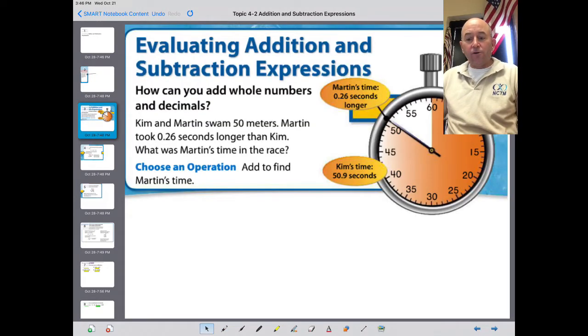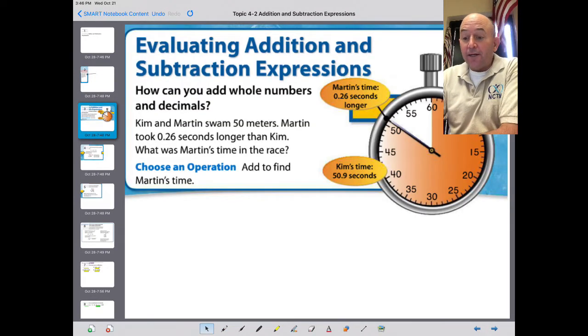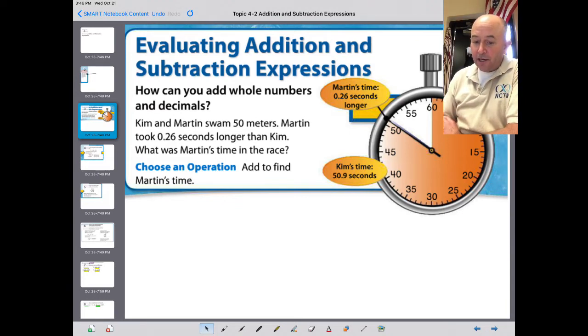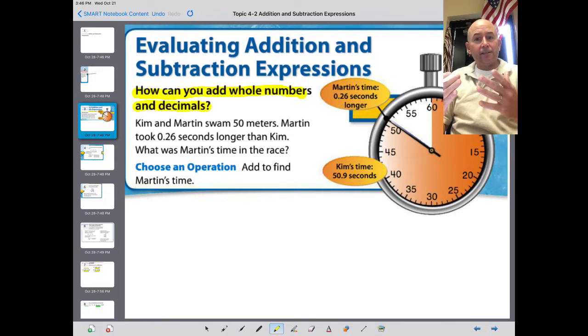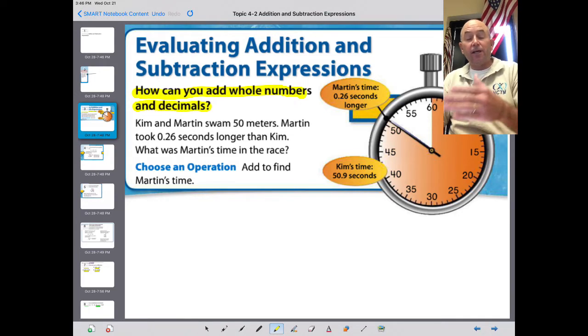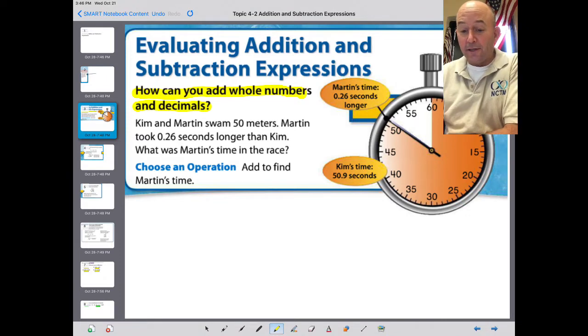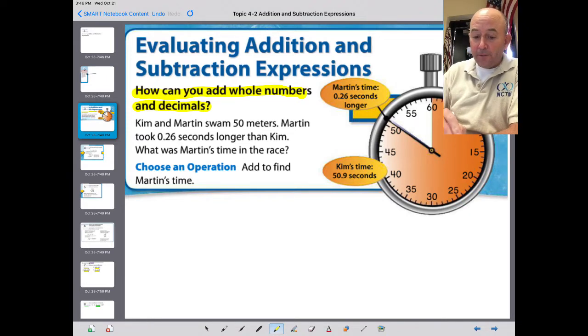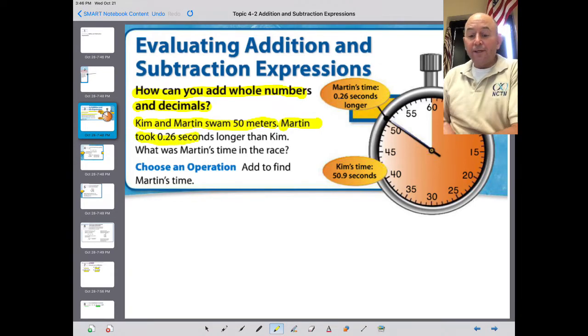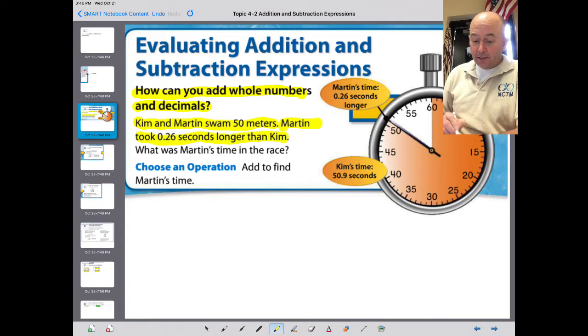In your book, it goes over evaluating addition and subtraction expressions, and they ask you, how can you add whole numbers and decimals? That's the actual computation skills we will be addressing. As always, they give you a problem: Kim and Martin swam 50 meters. Martin took 26 hundredths of a second longer than Kim. Then they ask you to answer this question: What was Martin's time in the race?